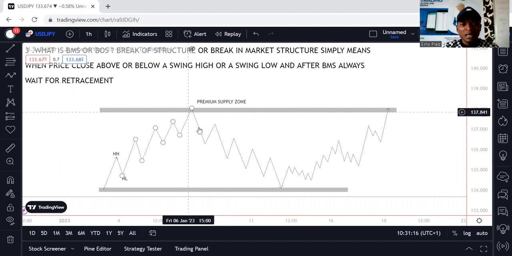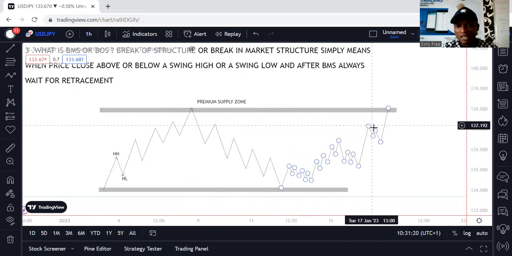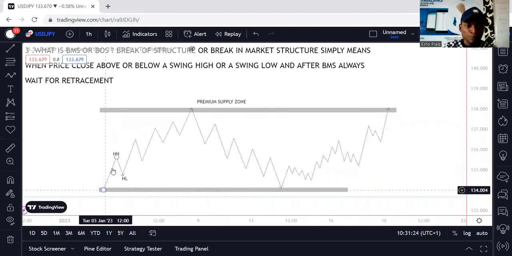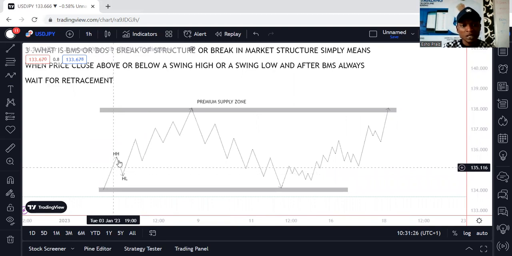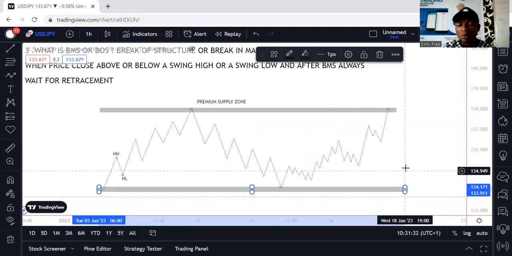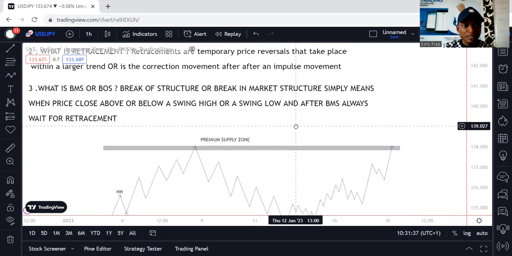So we have expansion, retracement, expansion, retracement, expansion, retracement, expansion. So this push up signifies expansion. This push down signifies a retracement. Understand? So I'm very sure you understand what I'm saying. So now let's check the next topic.